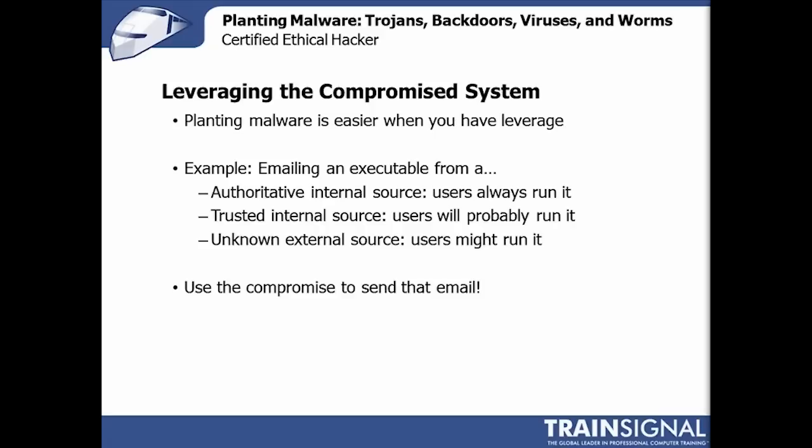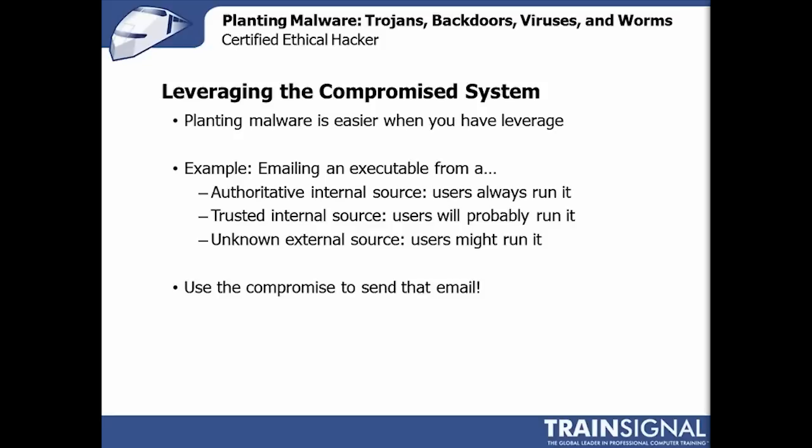A trusted internal source may be an internal IT staffer that's not so well known or an individual manager. Users probably will run it, but possibly not. And then an unknown external source, that same email that comes from some random free mail address or some random unknown, unrecognized address. Most users tend to be well enough educated on security and on process to not run it at all. Some probably will, but most will not, especially if there are flags and warnings that go off when they double-click an attachment.